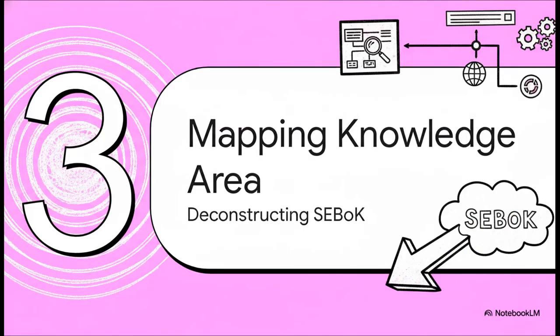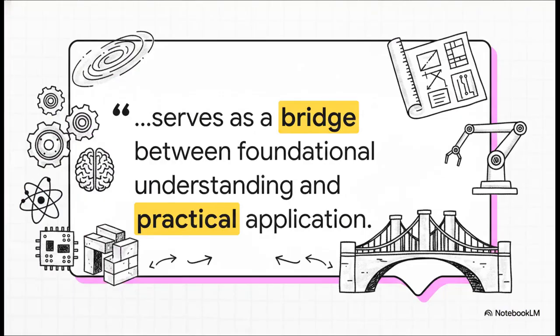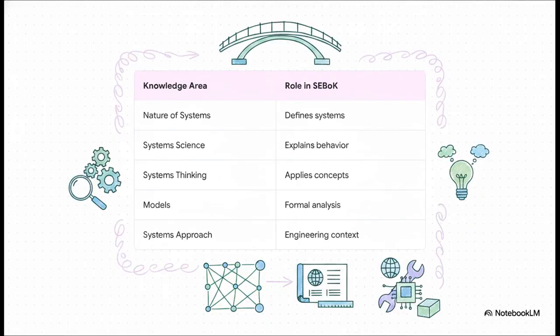All right, time for an even deeper zoom in. Section 3, Mapping the Knowledge Area, Deconstructing the SEBoK framework. So the SEBoK framework notes that systems science therefore serves as a bridge between foundational understanding and practical application. So the crucial point here is that word, bridge. It's not just abstract theory floating in the clouds, and it's not just blindly hammering nails. It is the literal link that connects the deep understanding of how the universe works directly to the practical application of building complex things. Let's walk through this ecosystem to see exactly where that bridge sits.